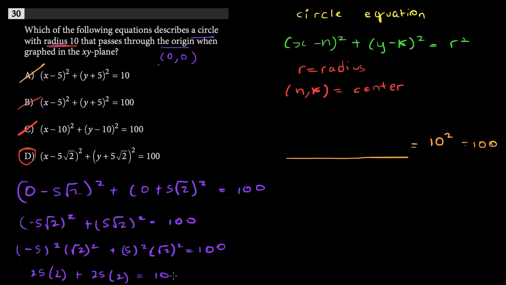And so equals 100, and that's true. 25 times 2 is 50, and 25 times 2 is 50 again. So 50 plus 50 equals 100. And so our answer is D.